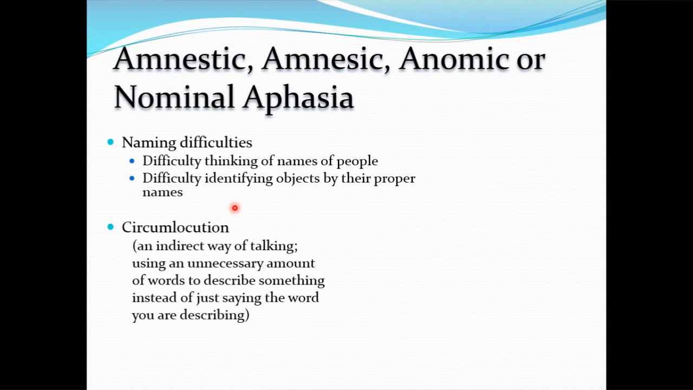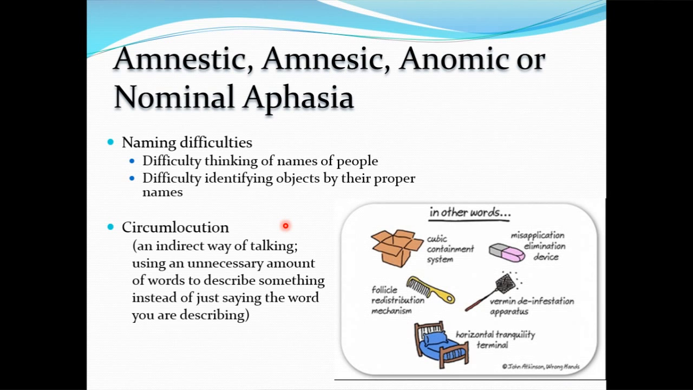A different type of nominal aphasia is circumlocution, which is an indirect way of talking, using an unnecessary amount of words to describe something instead of just saying the word that you are describing. So what you normally find with this person, they're very talkative, and instead of just getting to the point and saying what they need to say, they'll talk around it and around it. They just can't get to the point.